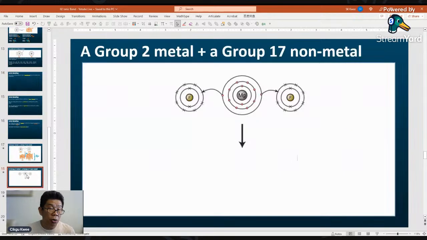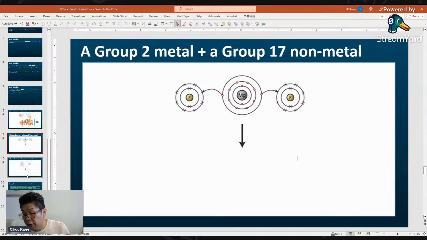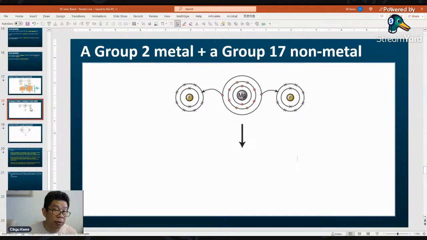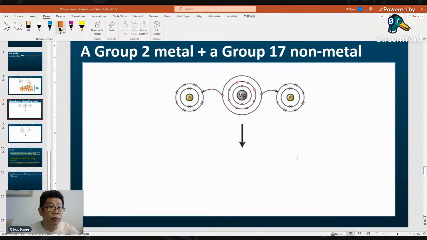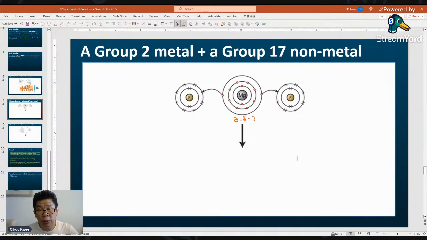We have 5 minutes left. Let's see the last 2 examples. This is between magnesium and fluorine. The electron arrangement for magnesium is 2,8,2. Fluorine is 2,7. So magnesium has 2 extra electrons, so it will give its extra electrons to the fluorine, so that it will form a magnesium ion, Mg.